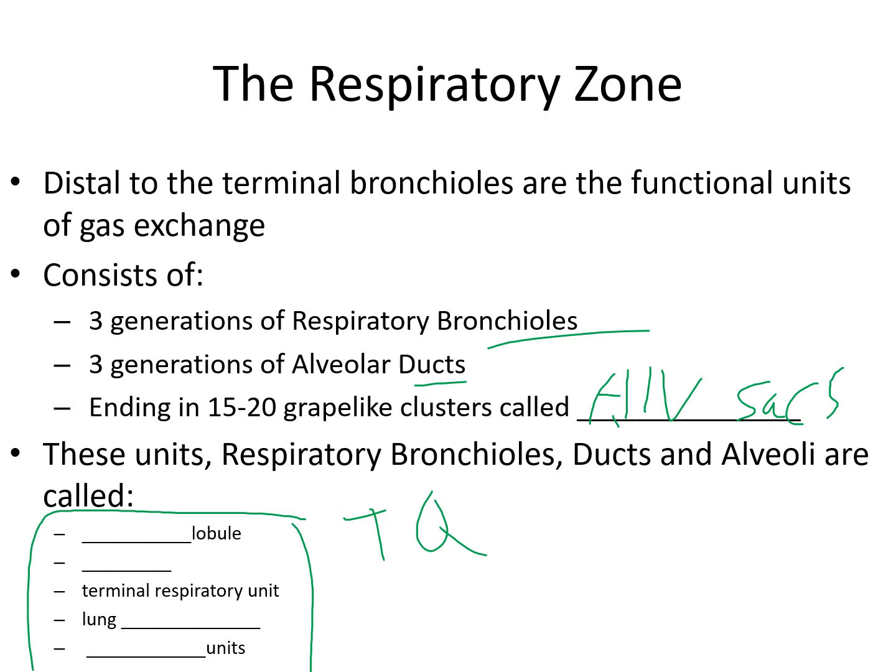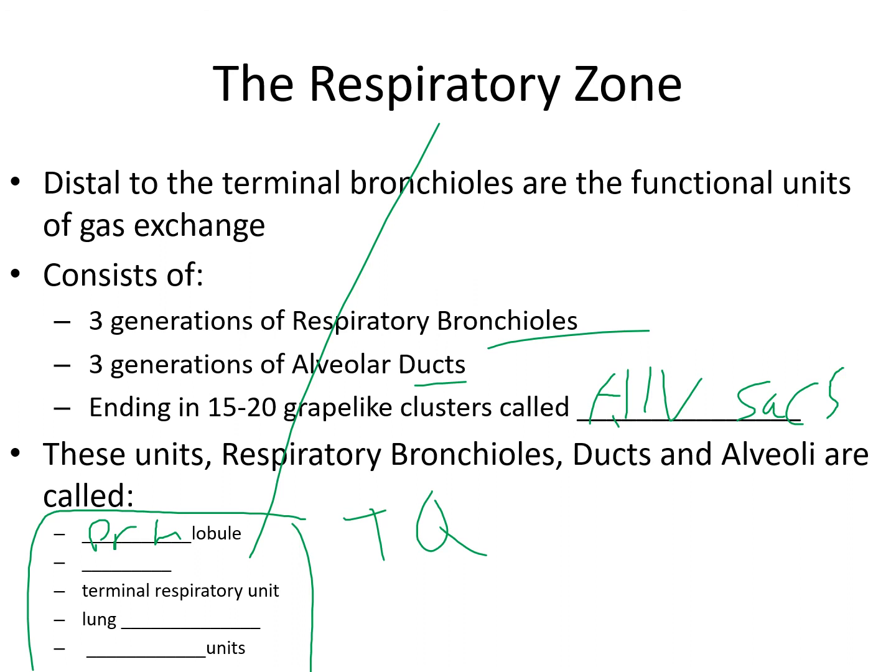And the reason why I want you to know this, like I already said, is a lot of texts, a lot of studies will use these synonymously, so that way you still know what they're talking about. So the first term is the primary lobule, P-R-I-M-A-R-Y, primary lobule. So if someone says, hey, during pneumonia, the primary lobule has a lot of inflammation, that's what they're talking about, the respiratory zone.